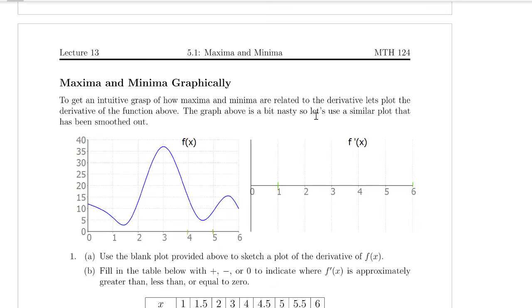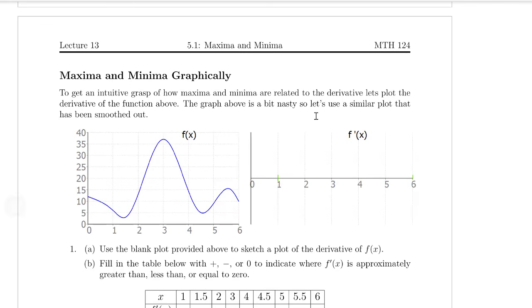You can see on the next page here that we've smoothed things out, and we'll start off by reviewing what we learned before about derivatives graphically. Remember that when you want to plot a derivative, we want to think about the graphical interpretation, and that is the slope of the tangent line. The derivative at a point, remember, is exactly the slope of the tangent line.